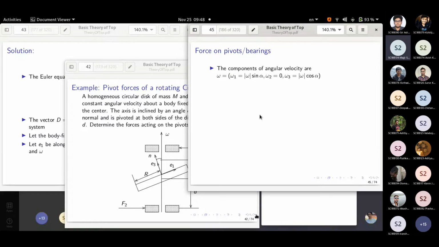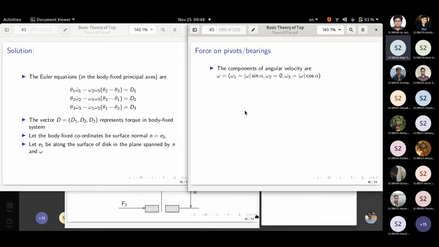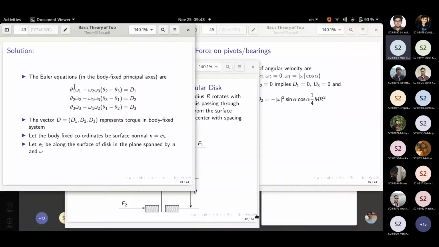So we have decomposed the components of this omega along the E1, E2 and E3 axes, so that we can substitute in this expression now. We are forcing the object to rotate at constant angular velocity. Therefore, omega dot is 0. So these first three components of all the three equations, omega 1 dot, omega 2 dot, omega 3 dot, are 0.